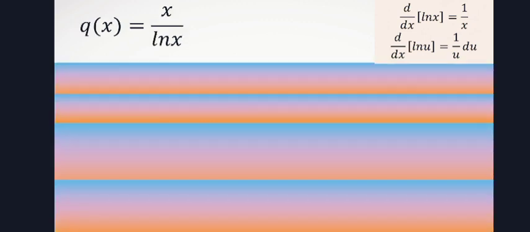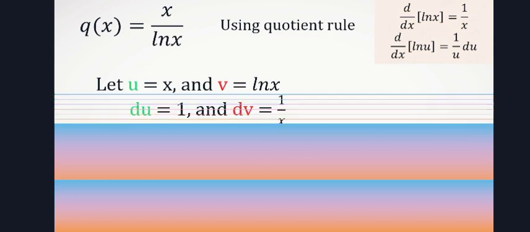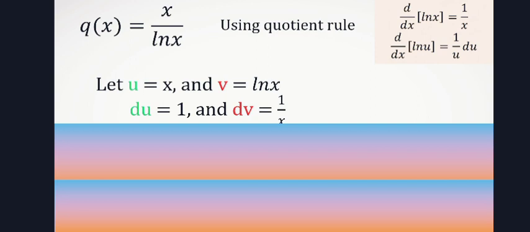Dako tayo sa quotient. Ganun pa rin yung case. Magle-let tayo ng u at saka ng v. So our u here is x and our v is inverse x. Hanapin natin yung derivative ng u, that is 1. And derivative of v is 1 over x. Ulitin lang natin na yung formula ng derivative ng function using quotient rule is v du minus u dv all over v squared. So substitute tayo.